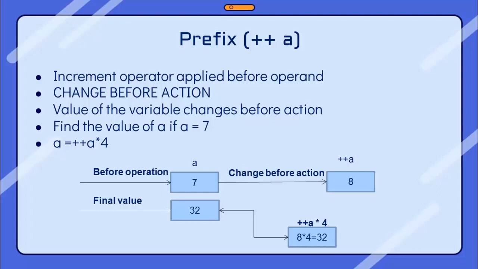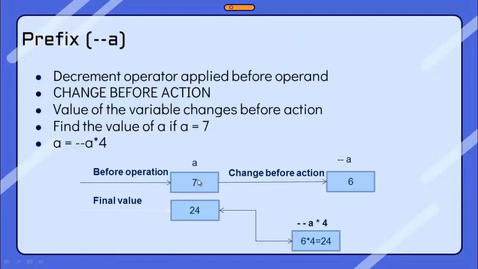So finding the value of a, if a is equal to 7, you have to find a = ++a * 4. Before it was 7, after the change ++a becomes 8 because you are adding it at the beginning only. Now a is 8, that is ++a * 4 becomes 8 * 4, that is 32. The next one is --a, where the value is 7, so --a decrements it by 1, so 6 * 4 is equal to 24. That will be the answer.